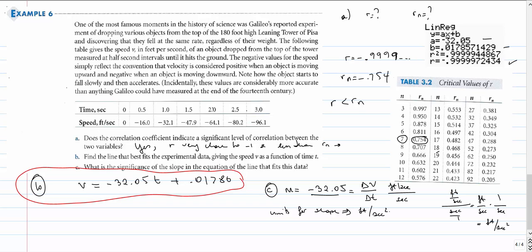The slope is negative because the object is falling downward ever faster. The specific value for the slope is approximately negative 32 feet per second square, which is the acceleration due to gravity.